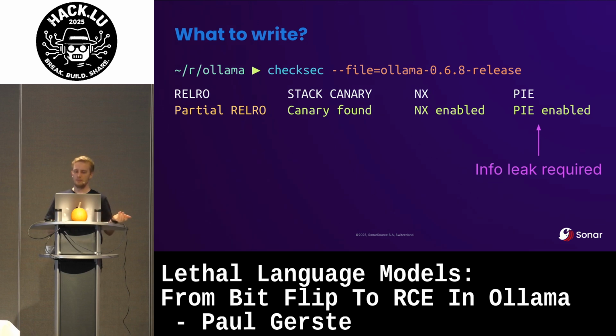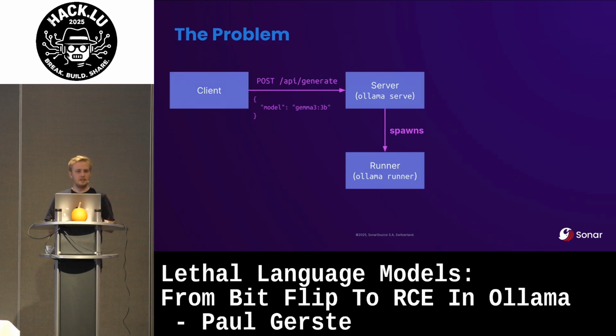But there comes another problem. If we look back at the architecture, the server spawns a new runner process to host and execute the model when the client tells the server to do this. And every time a new process is spawned, it gets a new memory layout because it's not a fork. If the server would just fork, then the memory layout would be inherited, but it's always an entirely new process. And for each new unique model file, every time a new process is spawned.